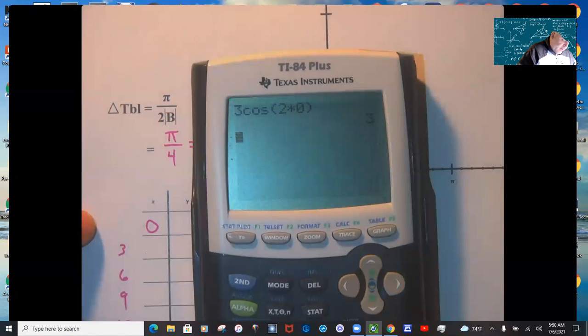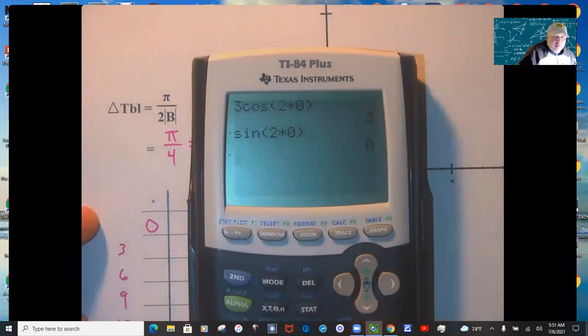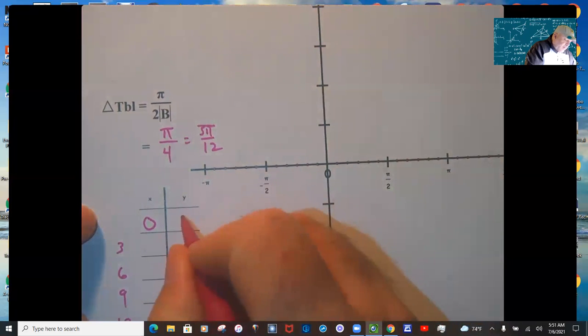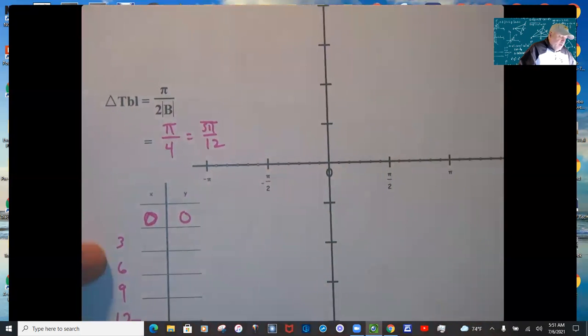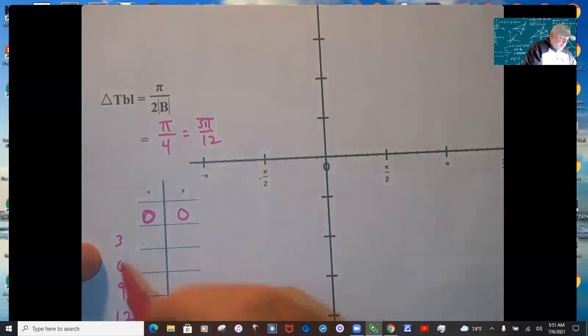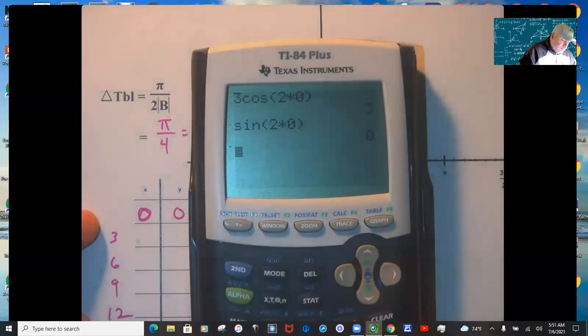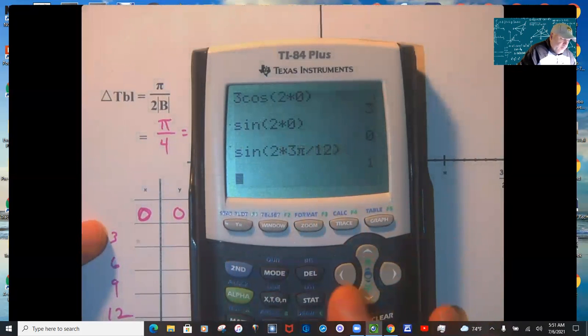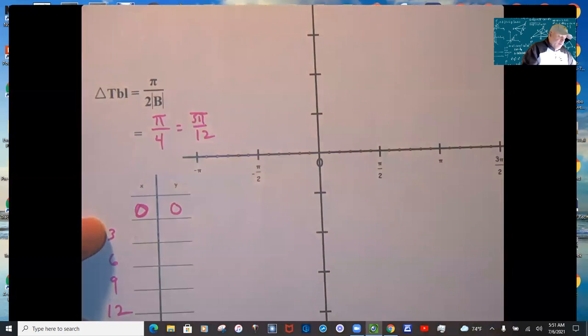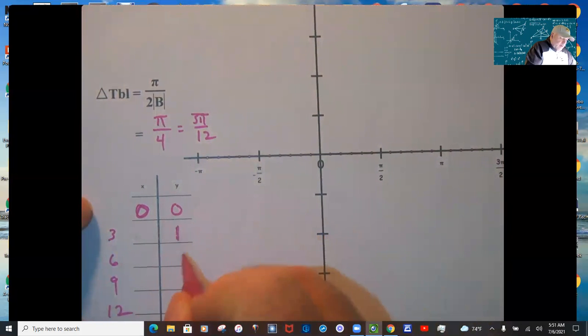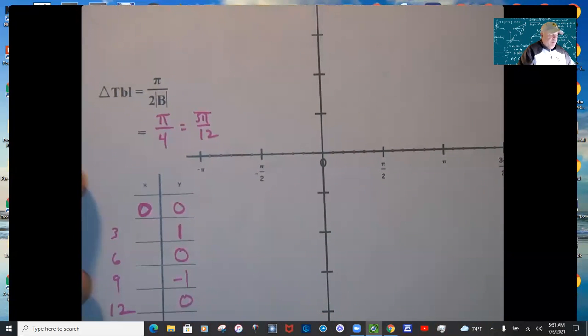So we're going to have sine of 2 times 0. That's going to be 0. Make sure you're in radians mode if that's what you're going to use. And then, so this will be 3, which is 3 pi over 12. Okay, so make sure you do 2 times 3 pi over 12. And once you get the first couple of points going, that's a 1 right there, you can get the pattern of how this behaves. So 0 is the midline.